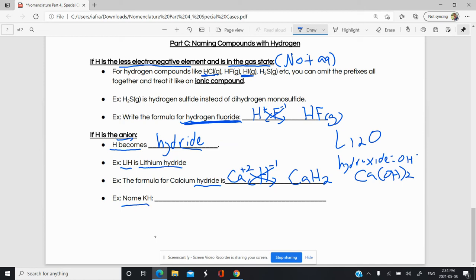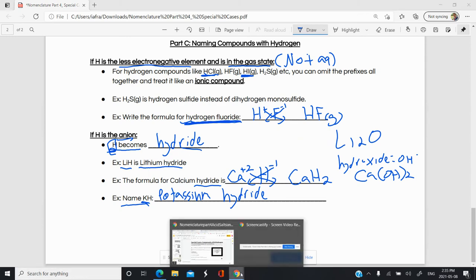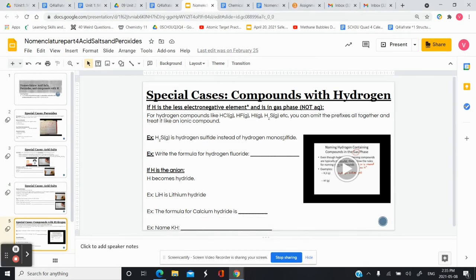Let's go ahead and write the name for this one here. We have KH. K is potassium, and then the H part is hydride. Remember, this is basically just like naming any other ionic compound. We just had to figure out what the name was for H when it's an anion, and that's hydride. So that is the end of naming compounds with special cases and writing formulas for compounds with special cases.